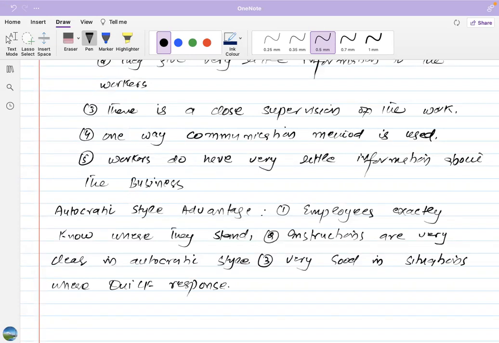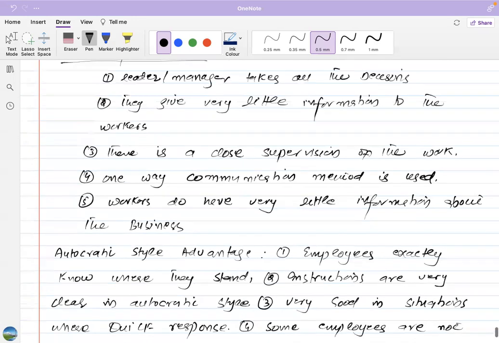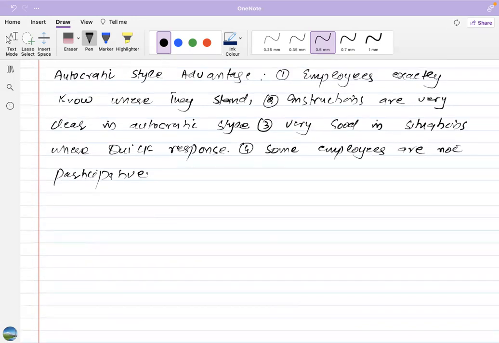And some employees are not willing to participate, and to handle such employees, you can also opt for the autocratic style. Some employees are not participative, so in such situations, we can use the autocratic style of leadership.